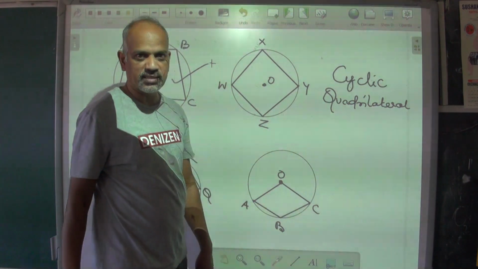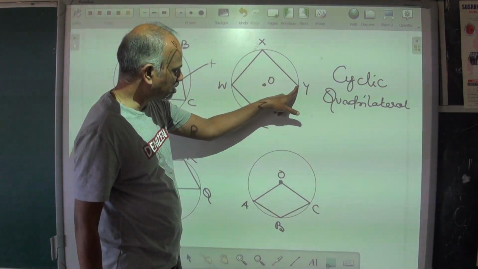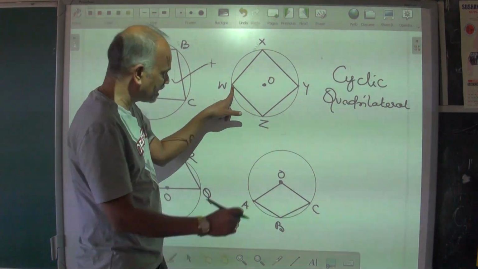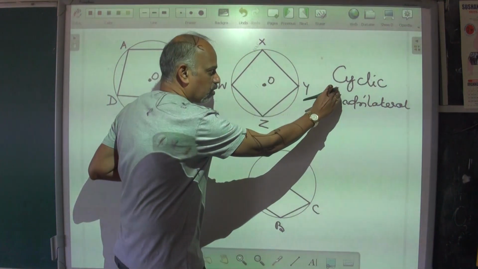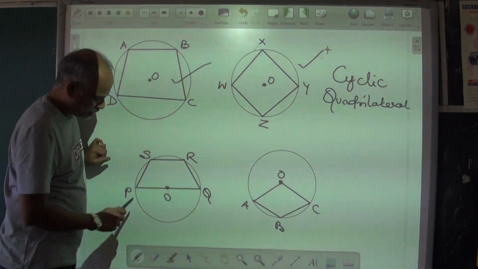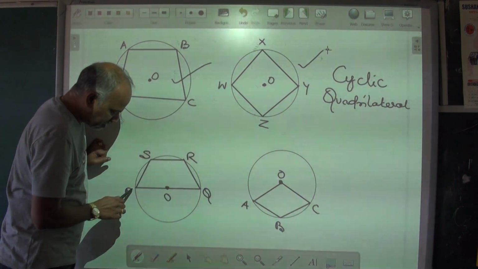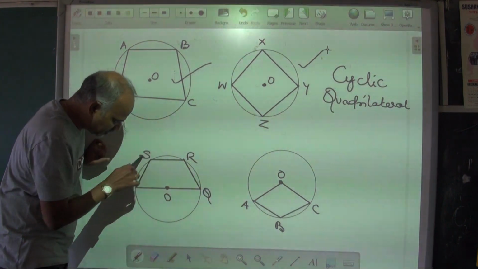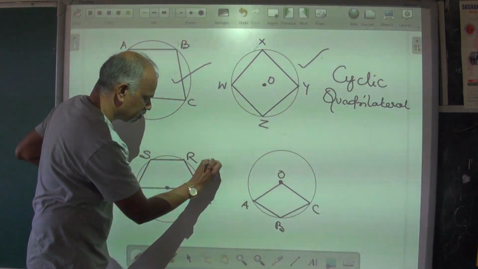Let's check whether this is a cyclic quadrilateral. X is on the circumference, Y is on the circumference, Z is on the circumference and W is also on the circumference. Therefore, X, Y, Z, W is also a cyclic quadrilateral. Third figure, P, Q, R, S is the quadrilateral. All four vertices P, Q, R and S lie on the circumference of the circle. Therefore, this is also a cyclic quadrilateral.